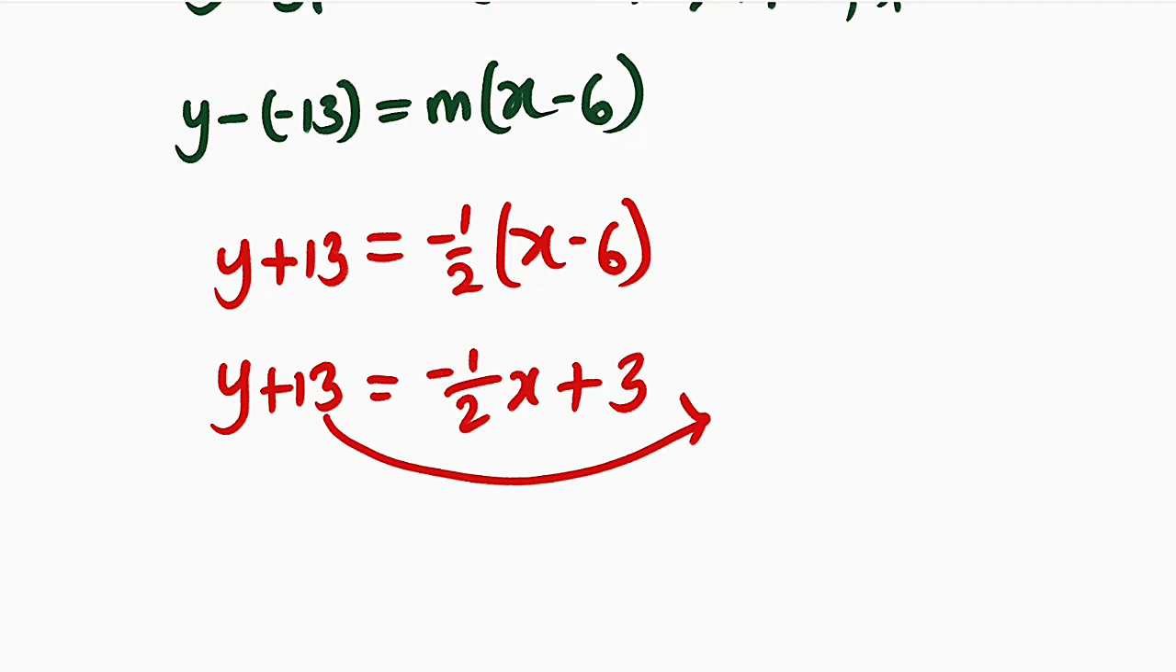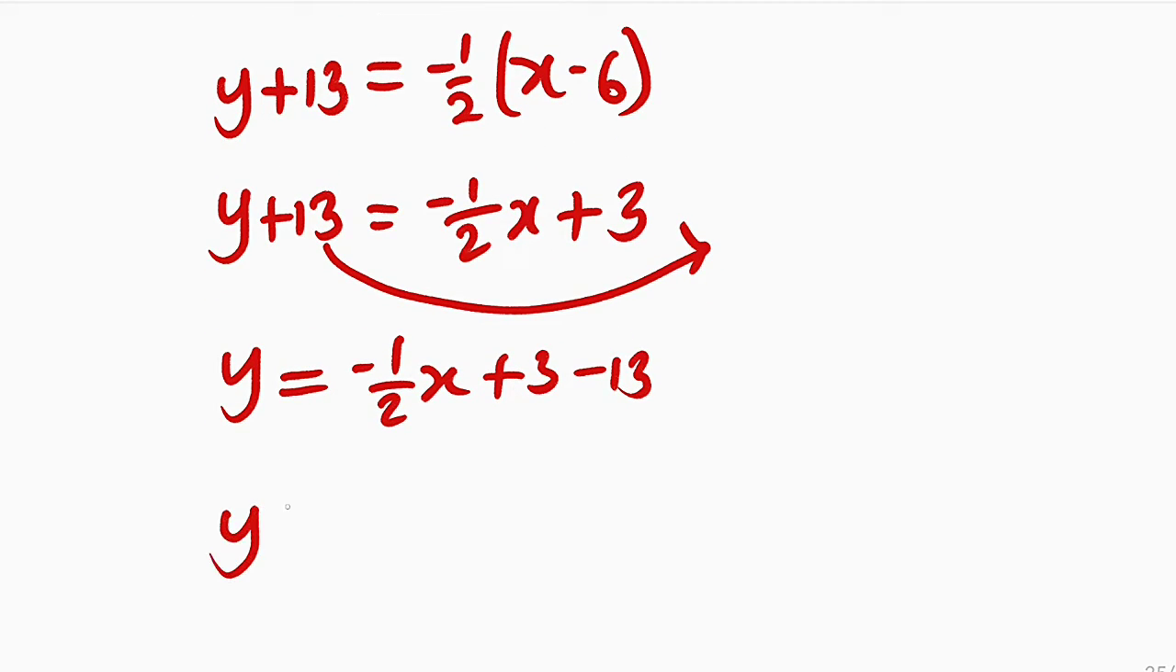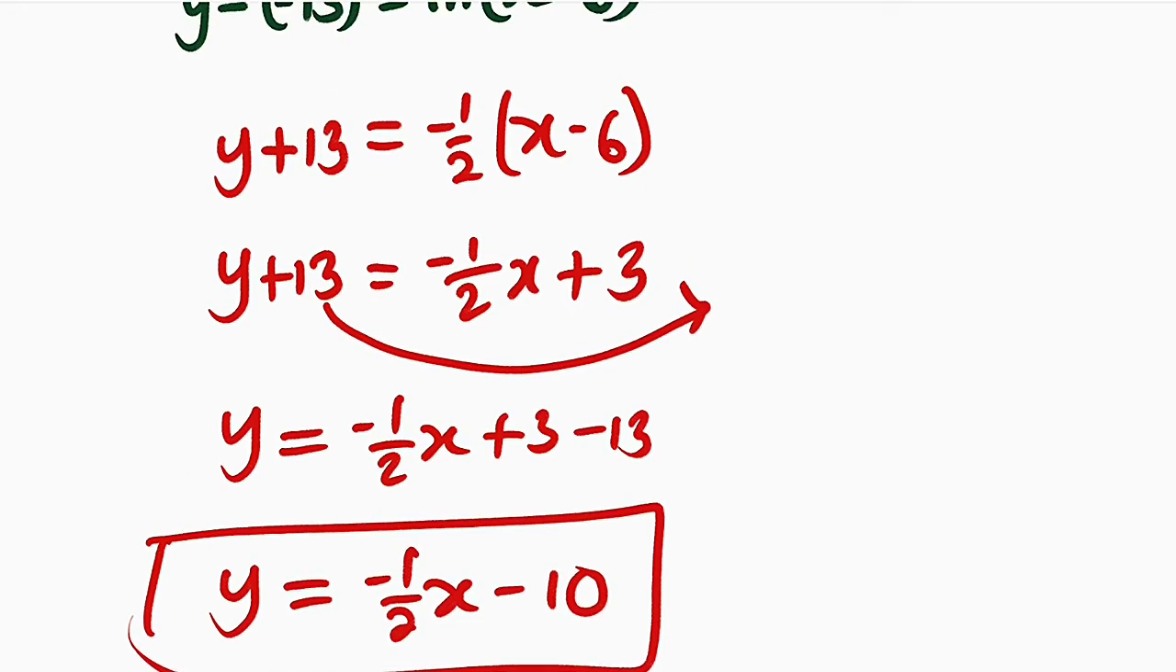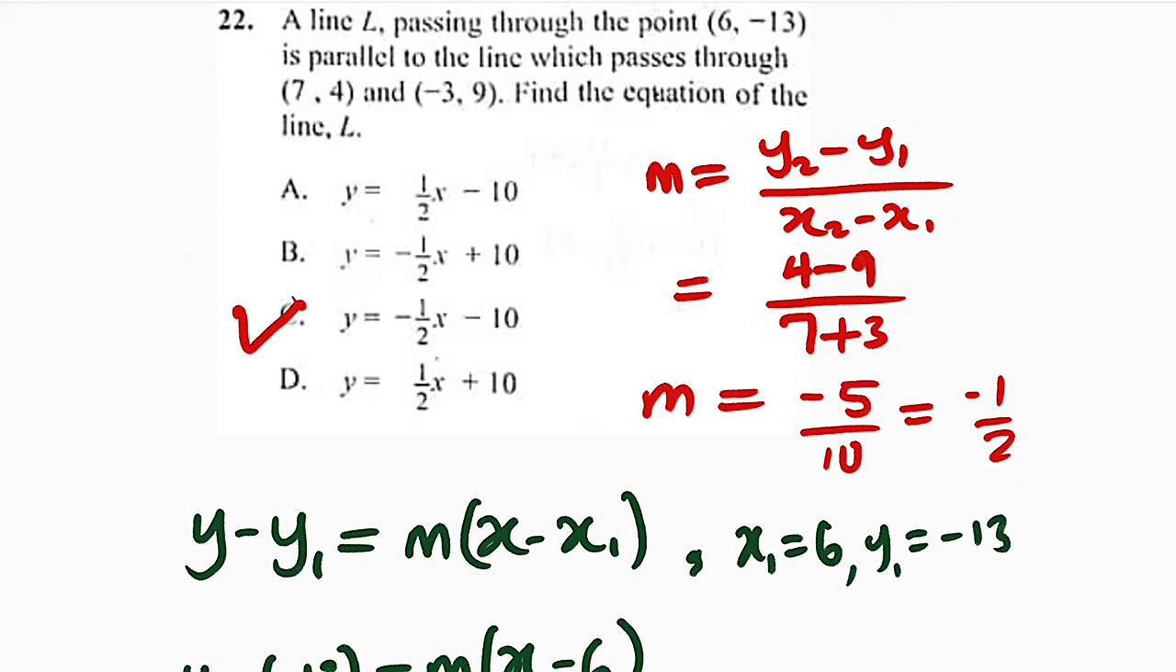Finally, we can take this one to the other side. We have y equal to -1 divided by 2x plus 3. As 13 crosses over, it becomes -13. And 3 minus 13 is -10. Finally, the equation is -1 divided by 2x minus 10. So let's find it. -1 divided by 2x minus 10, which is option C.